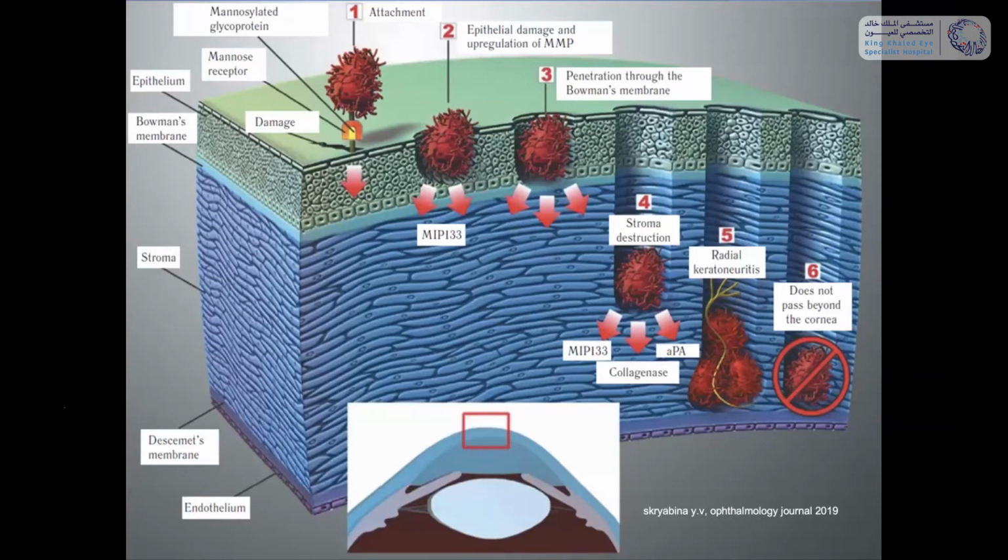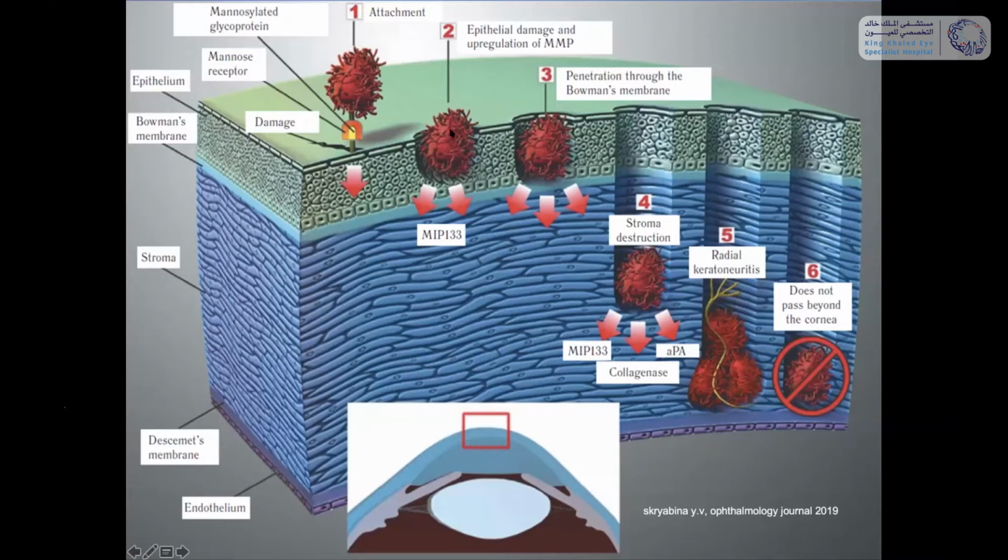This micro-injury might be due to the contact lens or due to a scratch or any trauma. And if there is a lot of expression of this glycoprotein, then we will have a lot of attachments of more and more trophozoites, making the infection more severe with a lot of production of toxic factors.